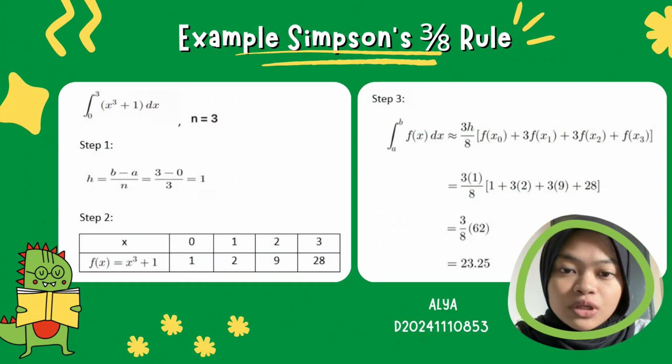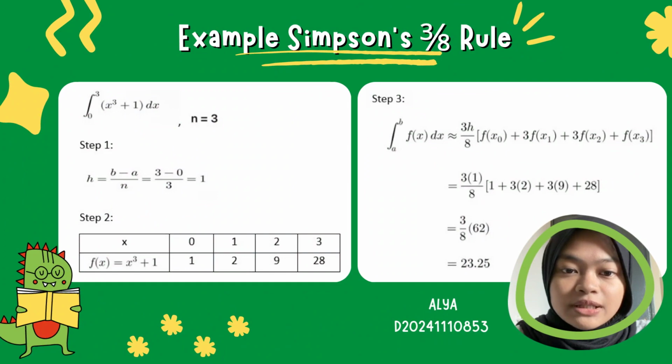Step 2. We calculate the values of the function f(x) equals x cubed plus 1. When x is 0, f(x) is 1. When x is 1, f(x) is 2. When x is 2, f(x) is 9. And when x is 3, f(x) is 28.